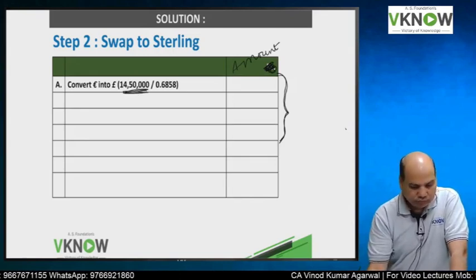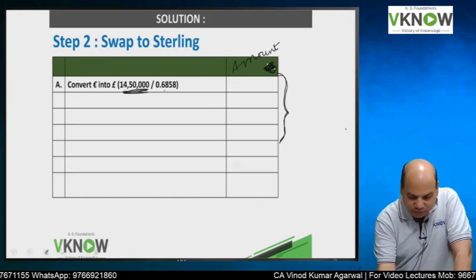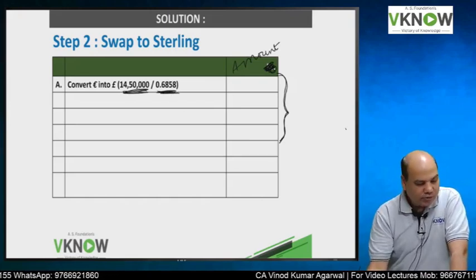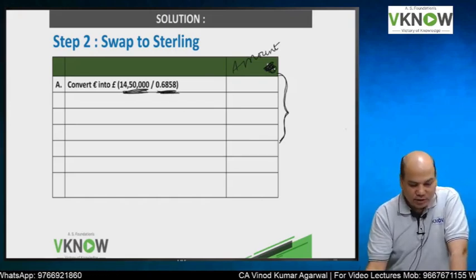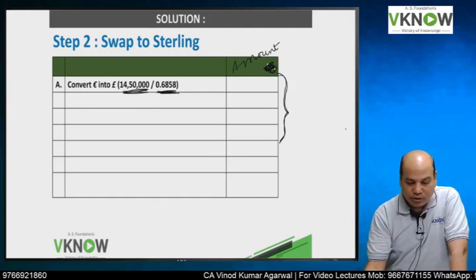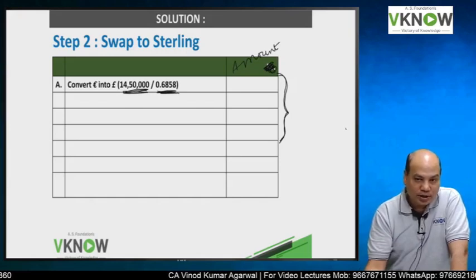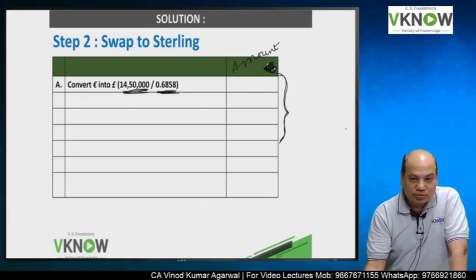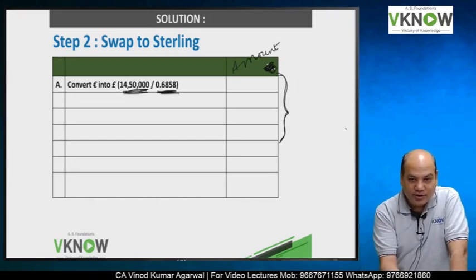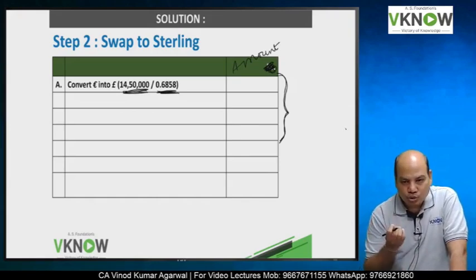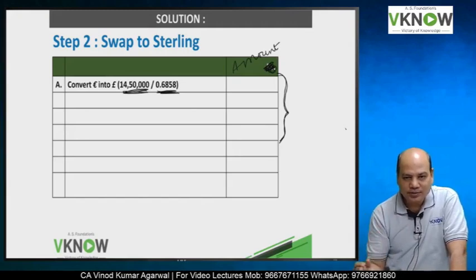14,50,000. And what is the spot rate? The spot rate is 0.6858. I will use 0.6858. We will sell euro to the bank. Bank will buy euro from us. The rate is per euro. So the lower rate will be used because the bank is buying euro from the customer.